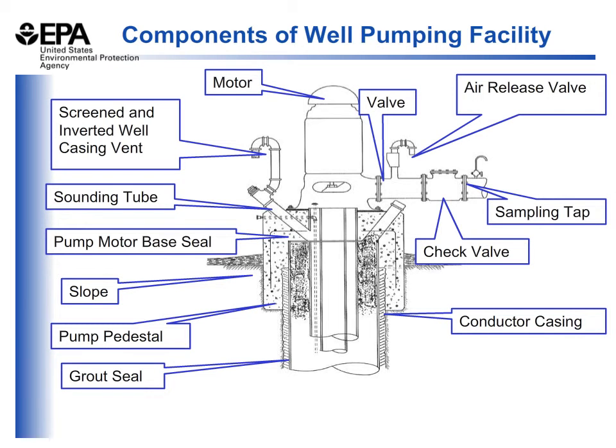Here we show the components of a well pumping facility. You can see the well casing with its grout seal at the bottom of the slide, and what we're focusing on here is the equipment and materials that are used at the top of the well to extract water from the well and send it out to the distribution system. You can see the pipe on the right side of the slide where the water is coming from the well pump and heading out into the distribution system.